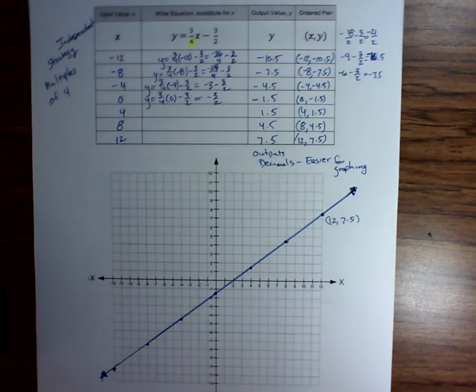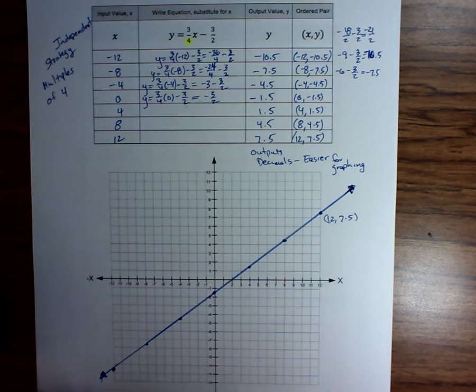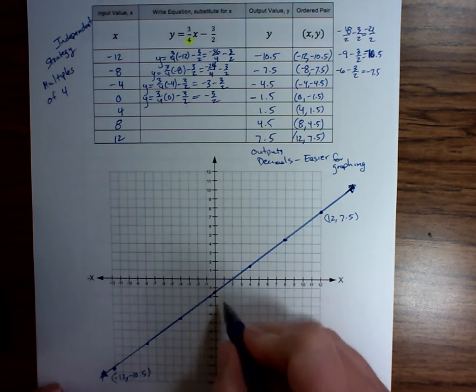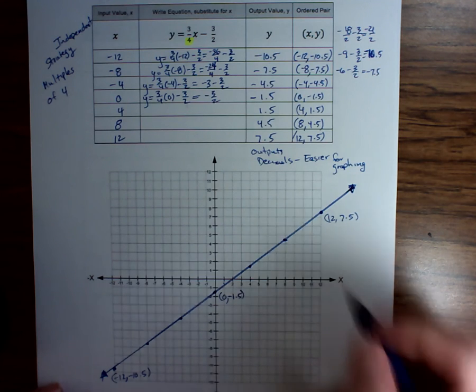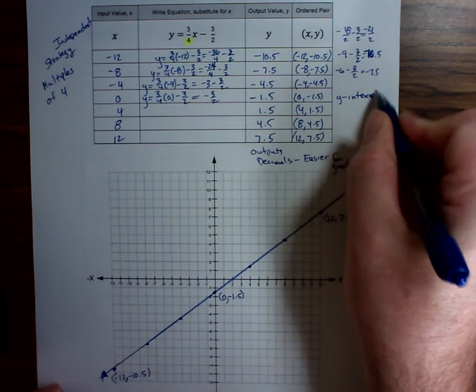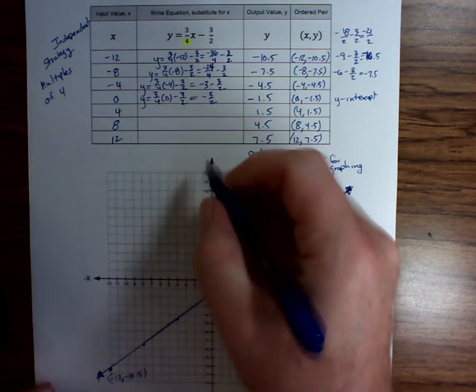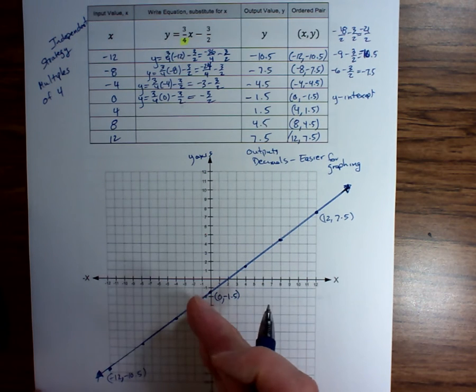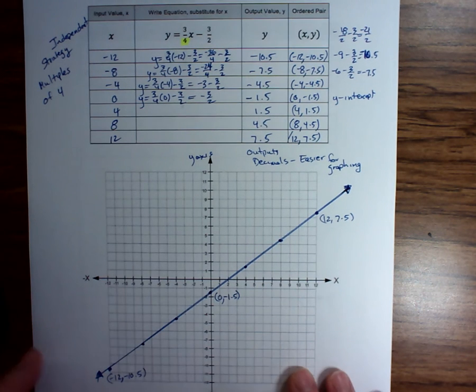And there's your next line. At least label some of the points. Negative 12, comma, negative 10.5. And here we have 0, negative 1.5. The y-intercept, most important. It's called the y-intercept because this is the y-axis, and it's where it intersects the y-axis. And it's a great starting point.